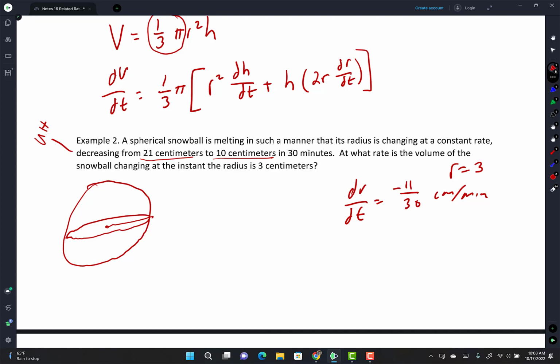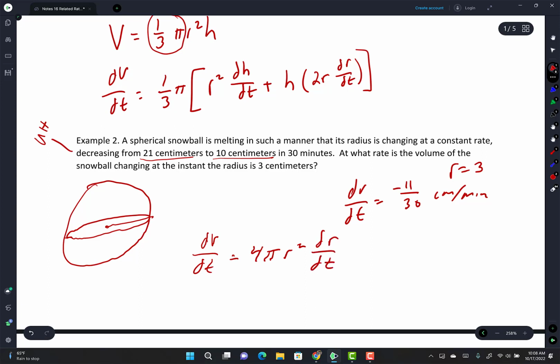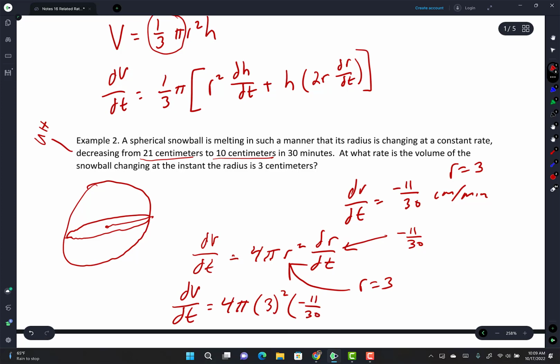Are we still okay? All right, we're ready, guys. We already said that dV/dt was 4 pi r squared dr/dt. Are we still okay? So we're going to plug in what for r? 3. And we're going to plug in what for dr/dt? Negative 11 over 30. So dV/dt is equal to 4 pi times 3 squared times negative 11 over 30.